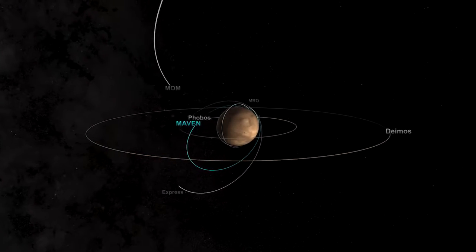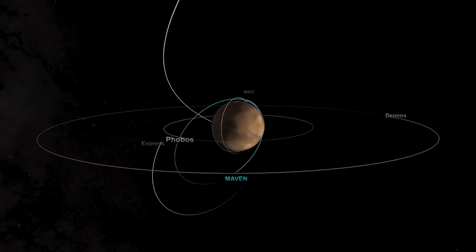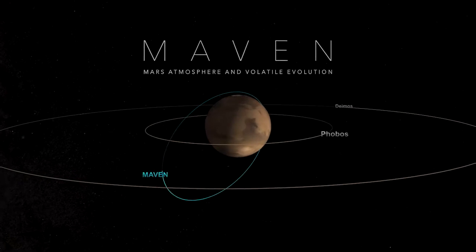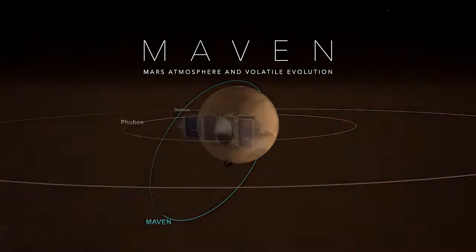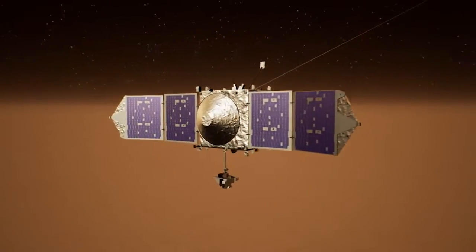MAVEN is a spacecraft that's orbiting Mars. It's been there since 2014. MAVEN, in this case, is an acronym. It stands for Mars, Atmosphere and Volatile Evolution. And this gives a clue as to what MAVEN's real goal is.